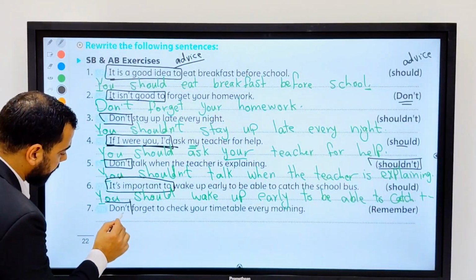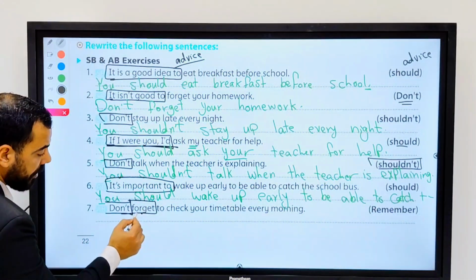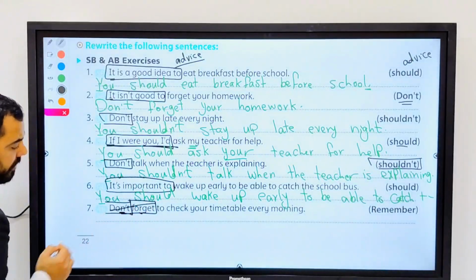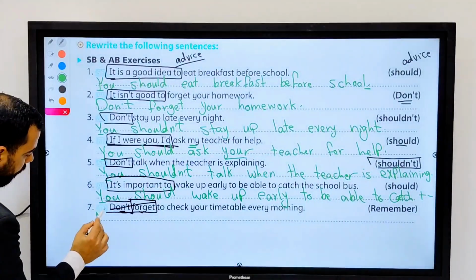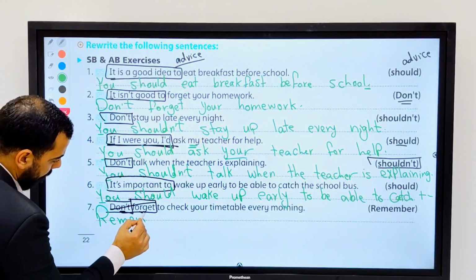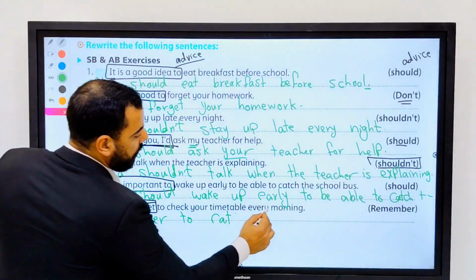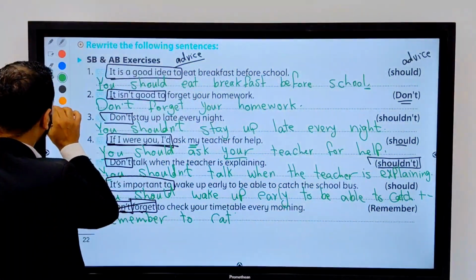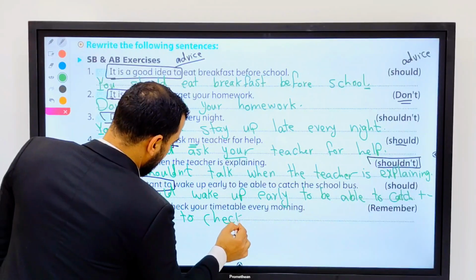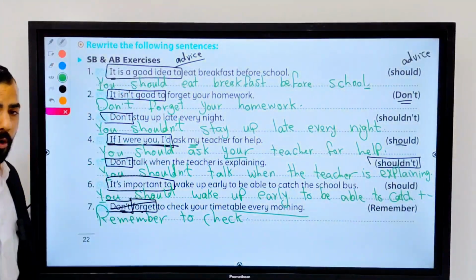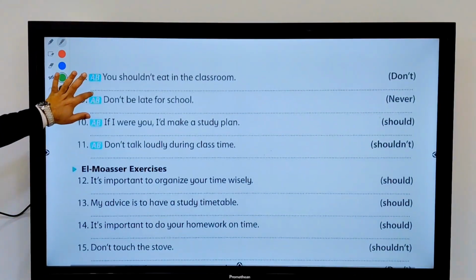Don't forget. So don't forget means to remember. When forget has the same meaning as remember, we will omit don't forget and we will write remember to check your timetable every morning. Now let's move to the next page.